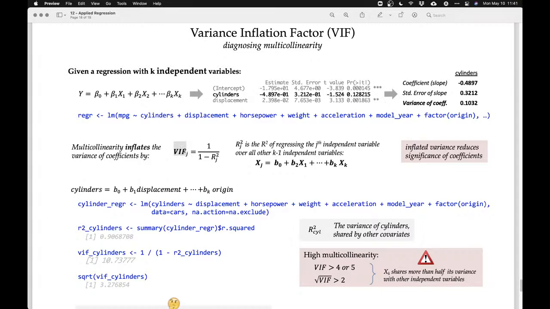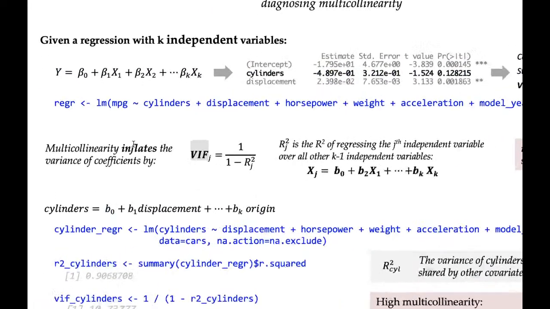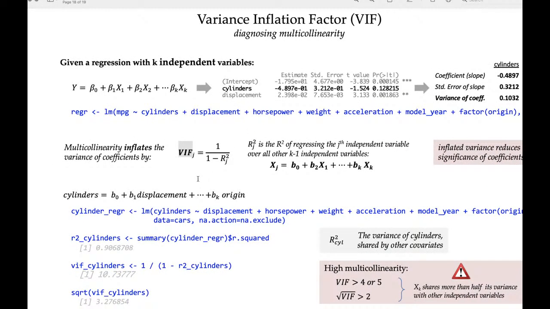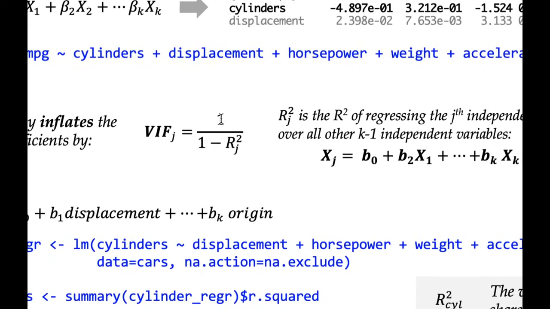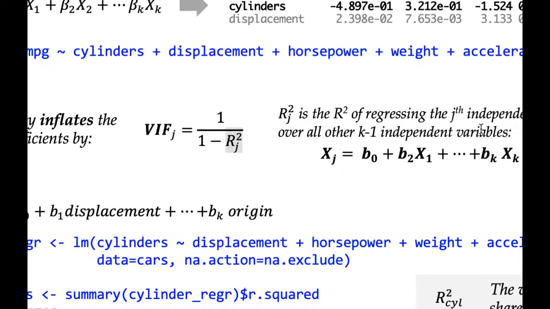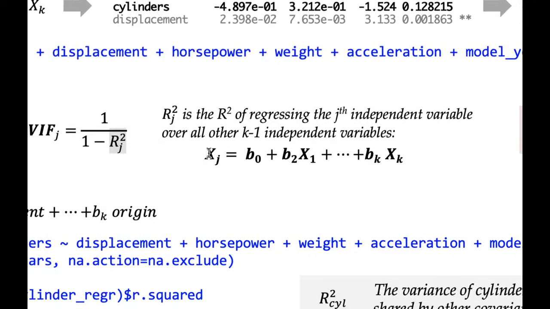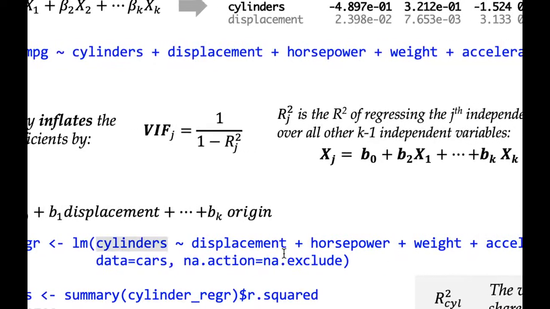We use a metric called the variance inflation factor, and this tells us by how much the variance of this estimate is inflated. The way we calculate it is with this formula here, but it's not exactly what you think it is, so take a look. It's 1 minus r squared, but this is not the r squared of your regression. This is not the r squared of y, okay? It's a different r squared, and here's what it is. This r squared is the r squared you would get if you regressed this independent variable, like cylinders, over all the other independent variables. So if you were to regress cylinders over all the other explanations, displacement, horsepower, weight, acceleration, et cetera.